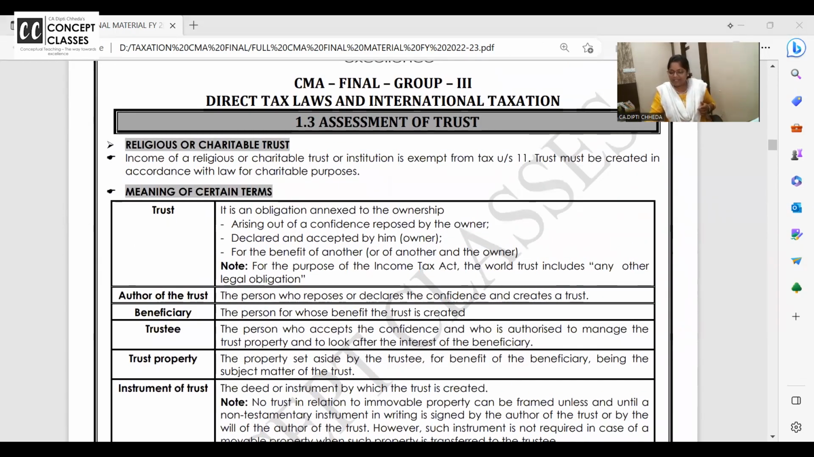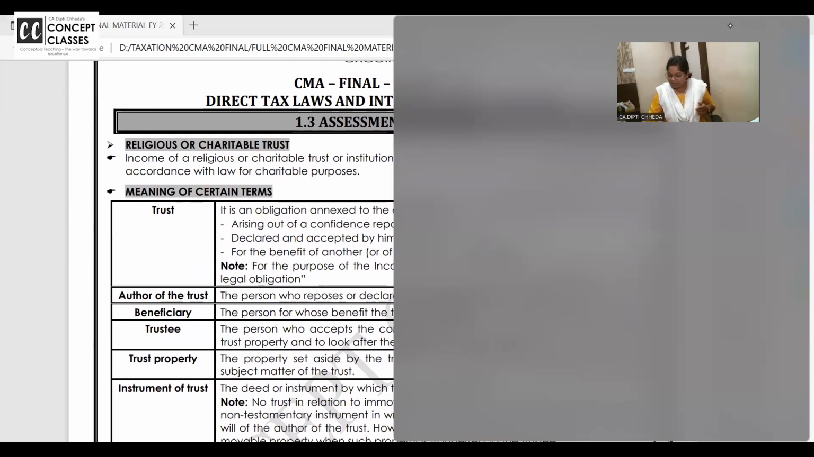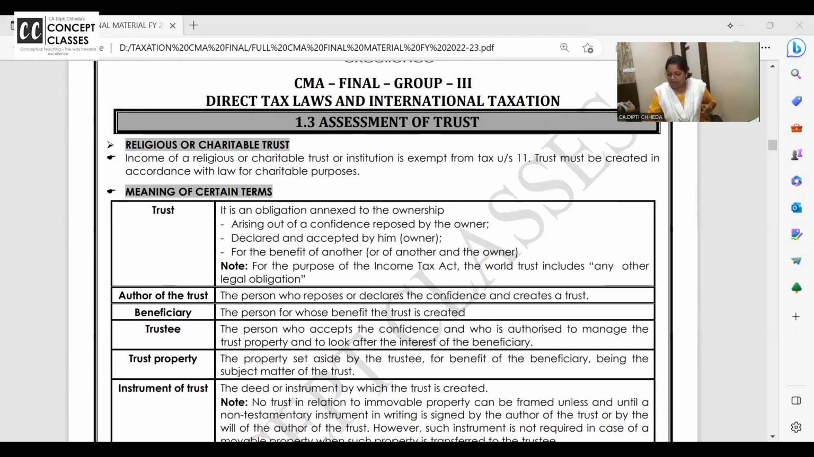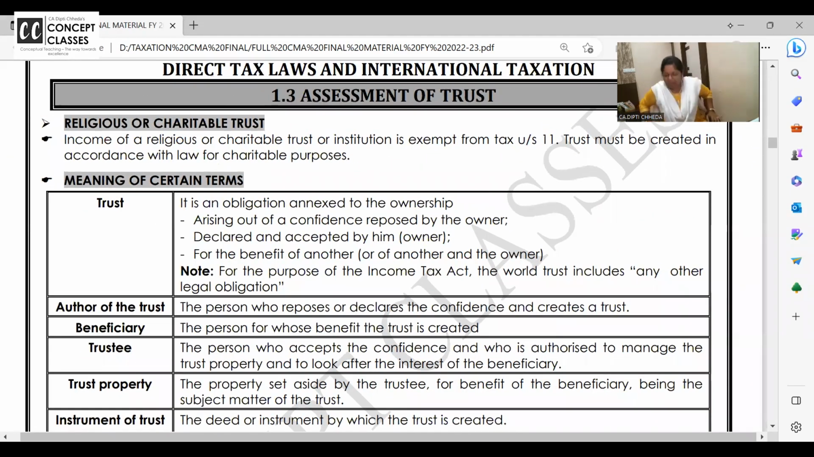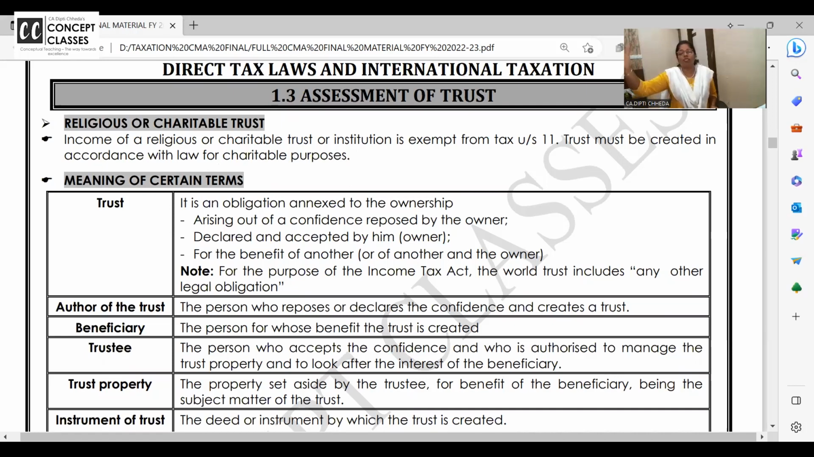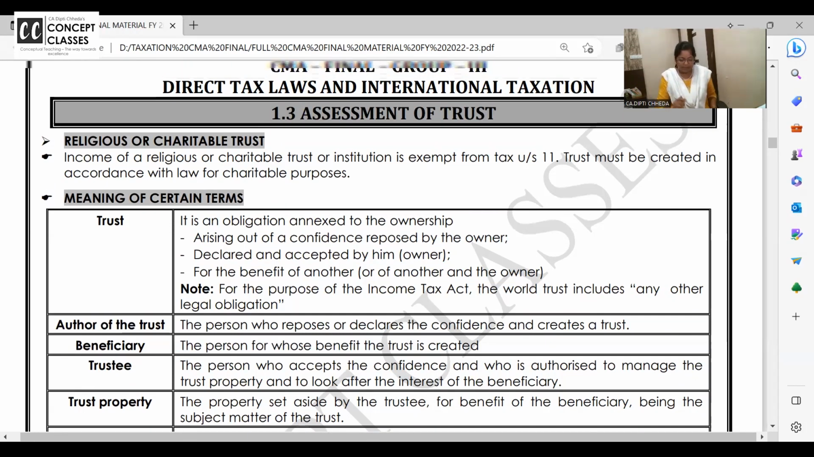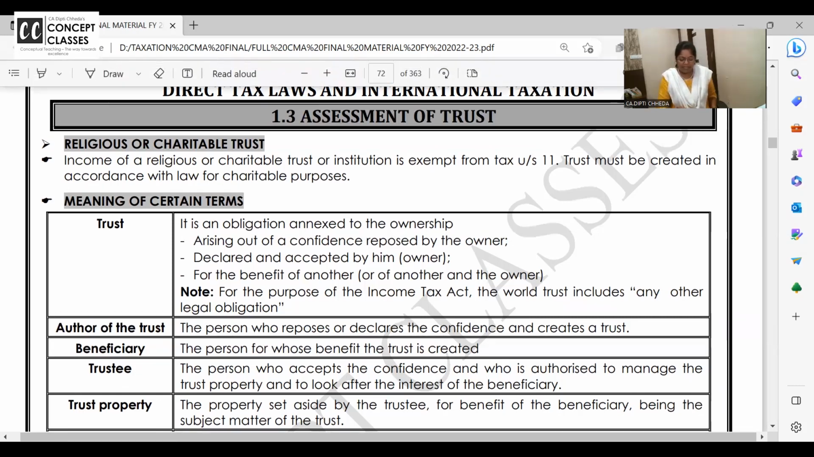There can be various kinds of trust, various kinds of trust income. The best examples I have given you are your schools, colleges, hospitals. All these are always under a trust. Like nearby to my house, we have CC Shroff Hospital. It is under a trust. Income of a religious or charitable trust or institution is exempt under section 10(23C). The trust must be created in accordance with law.